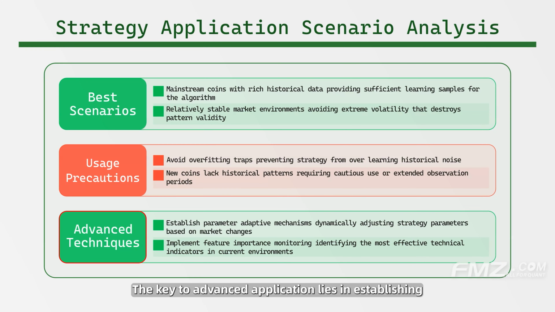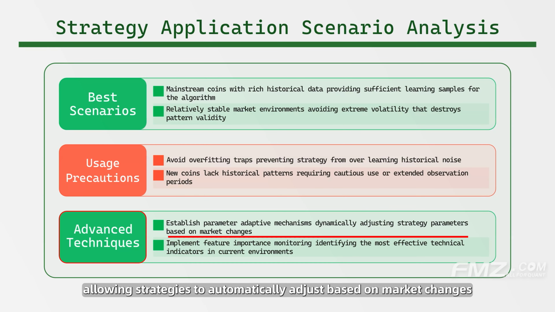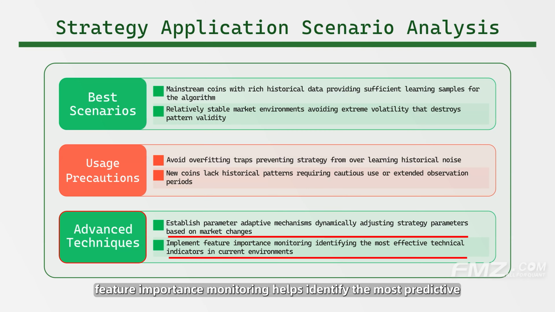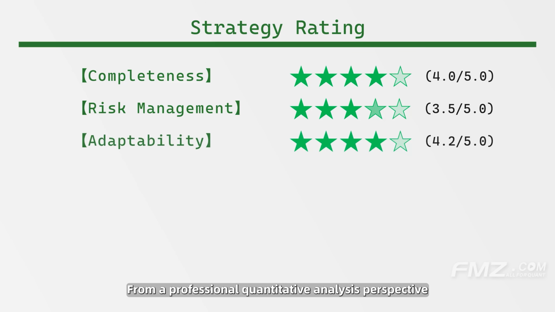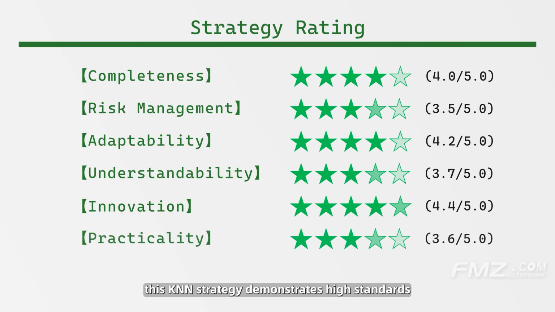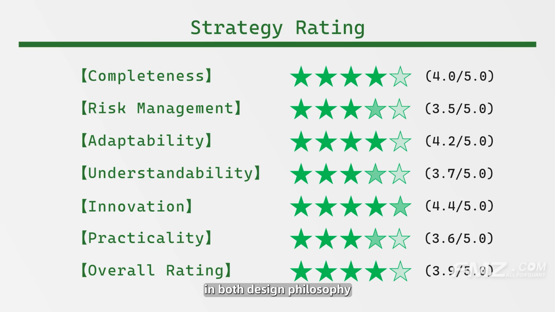The key to advanced application lies in establishing parameter adaptive mechanisms, allowing strategies to automatically adjust based on market changes. Meanwhile, feature importance monitoring helps identify the most predictive technical indicators in current market environments, improving strategy adaptability and stability. From a professional quantitative analysis perspective, this KNN strategy demonstrates high standards in both design philosophy and technical implementation. It represents a beneficial exploration of upgrading traditional technical analysis toward intelligence.